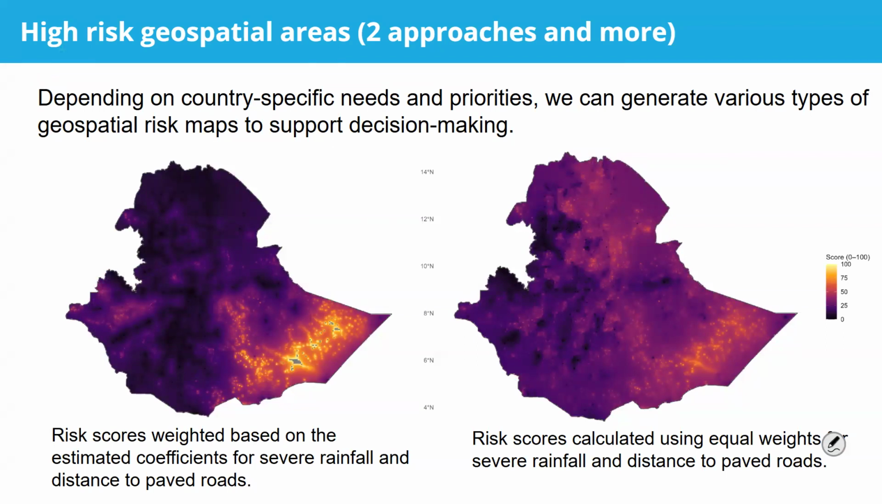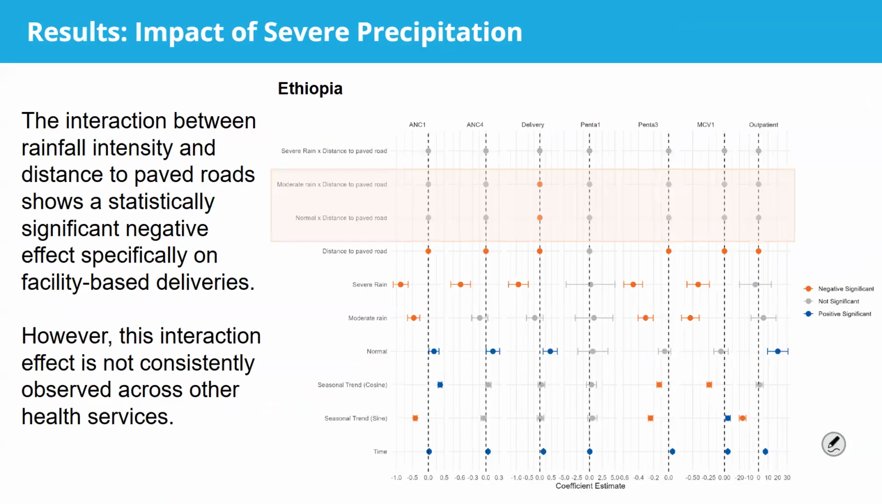So what I'm showing is the 2 approaches to identify the high risk geographical areas. The right side is showing a risk score I calculated, weighted based on the estimated coefficients for severe rainfall and distance to paved road. So in this case, from the coefficient, you can see this. The coefficient of paved road is very small, but because it's per kilometer, if very far away, its impact is way bigger than this small coefficient.